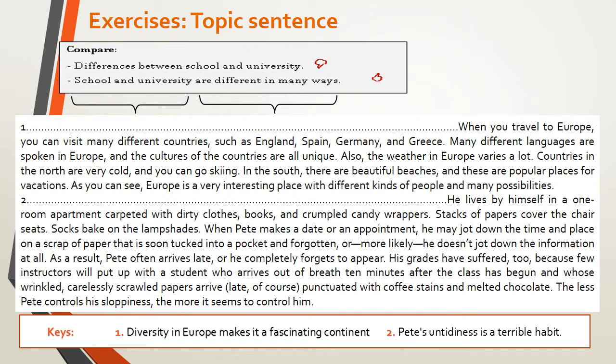We can say Petty's untidiness is a terrible habit. Here you can play with words. You can replace the word untidiness with its synonym like sloppiness or another close word. What is important is that you keep the same idea and you formulate a grammatical, complete sentence.